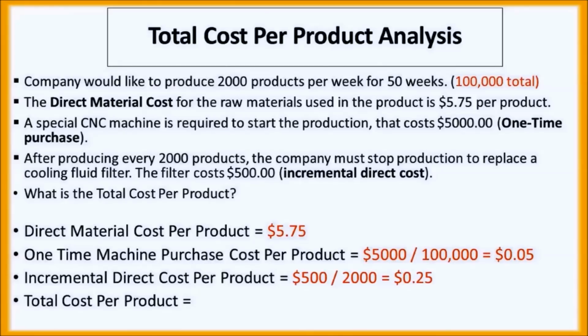And finally, the incremental direct cost per product. So here it states that every time we produce 2,000 products, and so this will be once every week, the company has to stop production to replace a cooling fluid filter that costs $500. That's a pretty expensive filter. So what we do is we take that filter is good for 2,000 products. So the cost of that filter gets divided among all of the 2,000 products that get made using that filter. So here, $500 divided by the 2,000 products that are allocated for that filter gives us an incremental direct cost of 25 cents or $0.25.